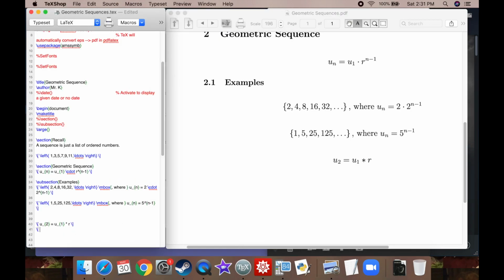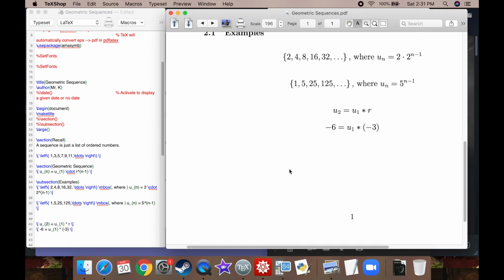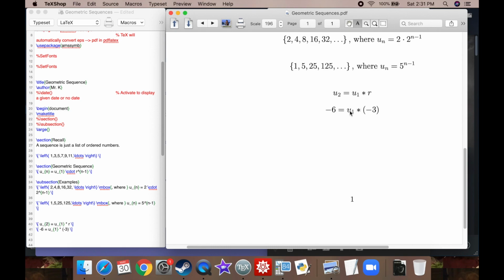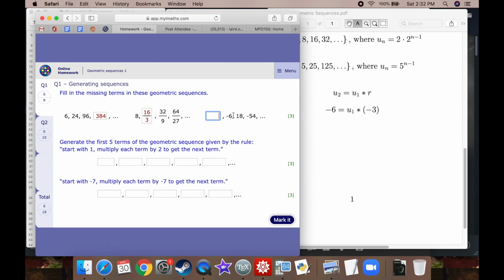So really, this just becomes negative 6 is equal to u sub 1 times negative 3. Just plugging it in here, negative 6 is equal to u sub 1 times negative 3. Obviously, I can divide both sides by negative 3, and u sub 1 is going to equal 2. All right, there you go. 2 times negative 3 is negative 6. Negative 6 times negative 3 will give you positive 18, so on and so forth. So it's possible to have r as a negative value. It would be totally fine.